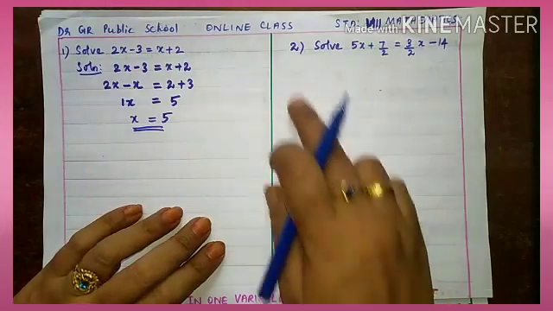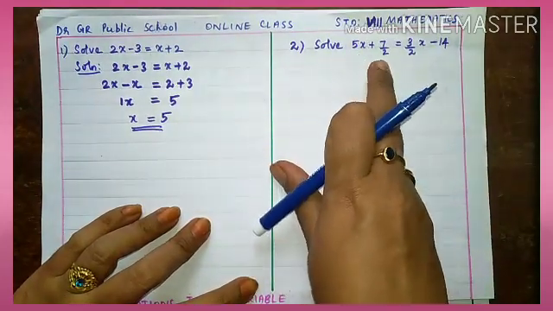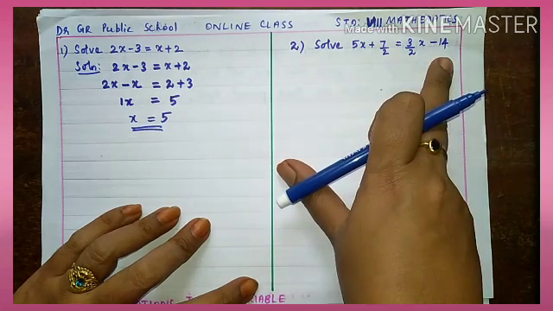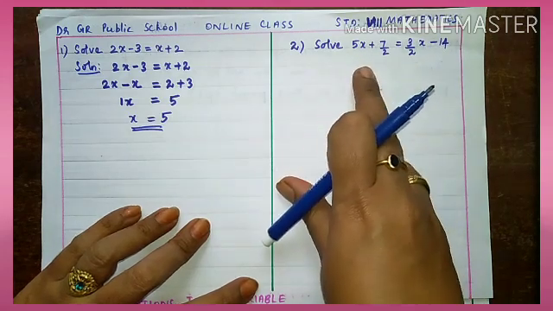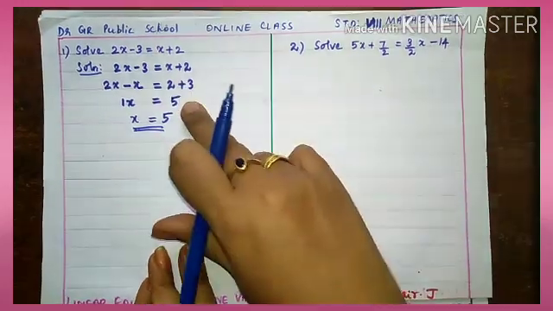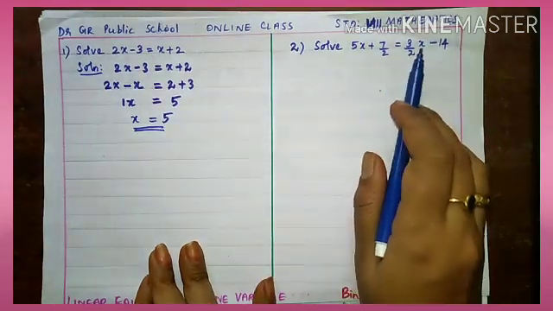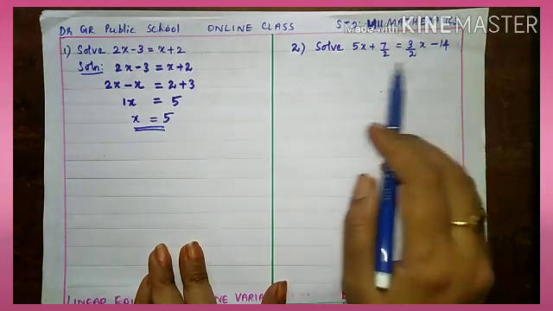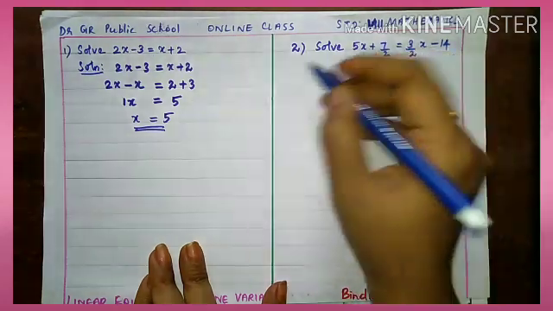Now you see the second problem. What is the second problem? Solve 5x plus 7 by 2 equal to 3 by 2x minus 14. Here you can see some fractions also, so don't bother about that. The process is the same as we did in the first problem. What is the procedure? You collect all the variable terms to the LHS and numbers to the RHS. So we do the same thing here also. We can start the solution.